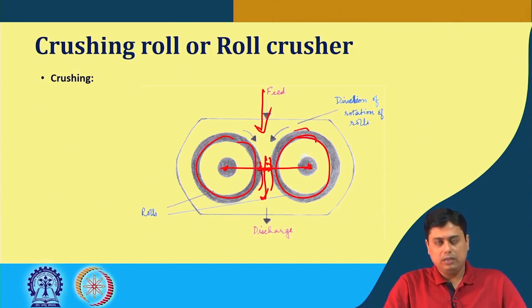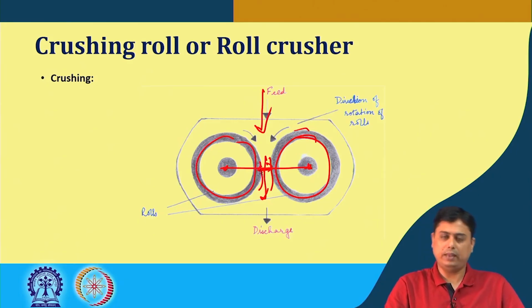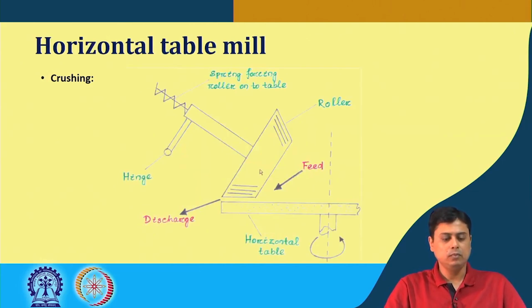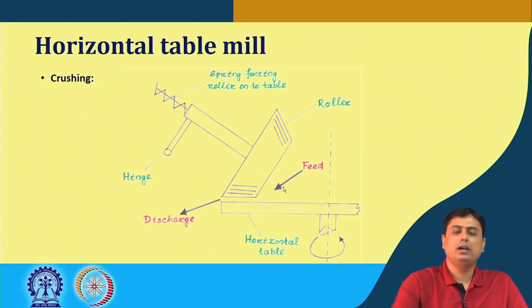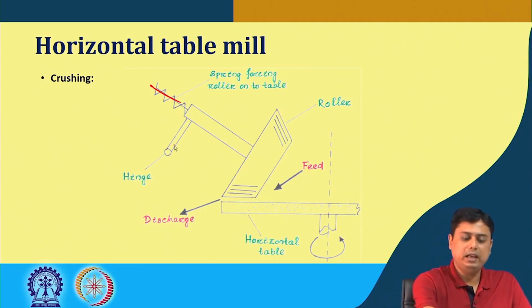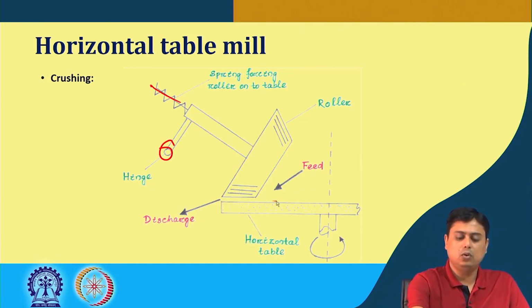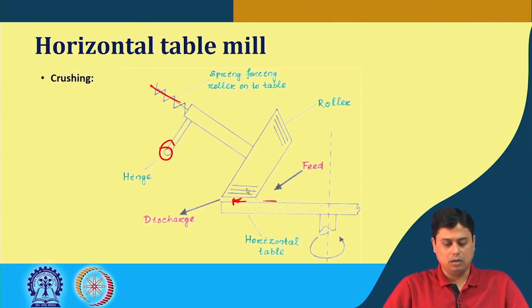So, here all the three equipments had one thing in common, that we had two rigid surfaces to grind the solid particles, and that is the crushing mechanism. The other crushing mechanism is found in this horizontal table mill. Here we have a rotating disc, a horizontal plate, and a roller at a certain angle and hinged at a certain position, which also rolls as the feed goes in between the spaces of this rotating plate and this roller.